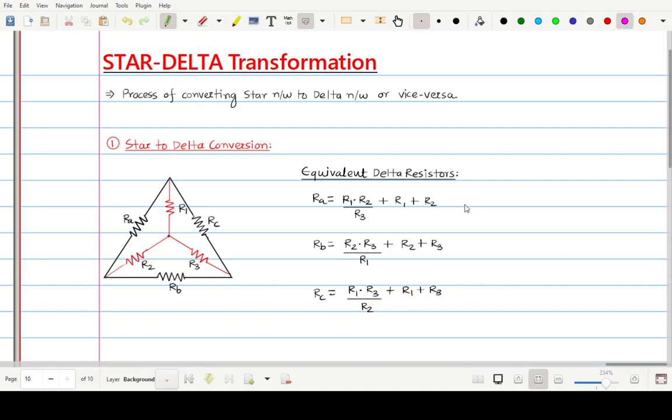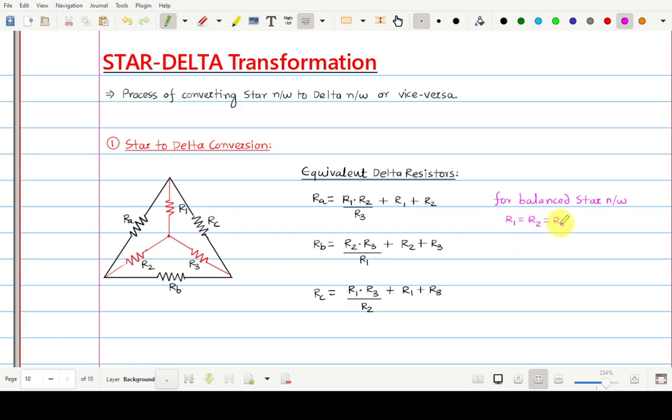Okay, and again one thing you have to remember: if the given star network is balanced, means what? If R1, R2 and R3 are having the same values, then the newly formed delta resistors RA, RB and RC will also have the same values. Okay, so for a balanced star network, what we can write? R1 is equal to R2 is equal to R3, means all three resistances are having the same values. Okay, so if the star network is balanced, then definitely your delta network will also be balanced.